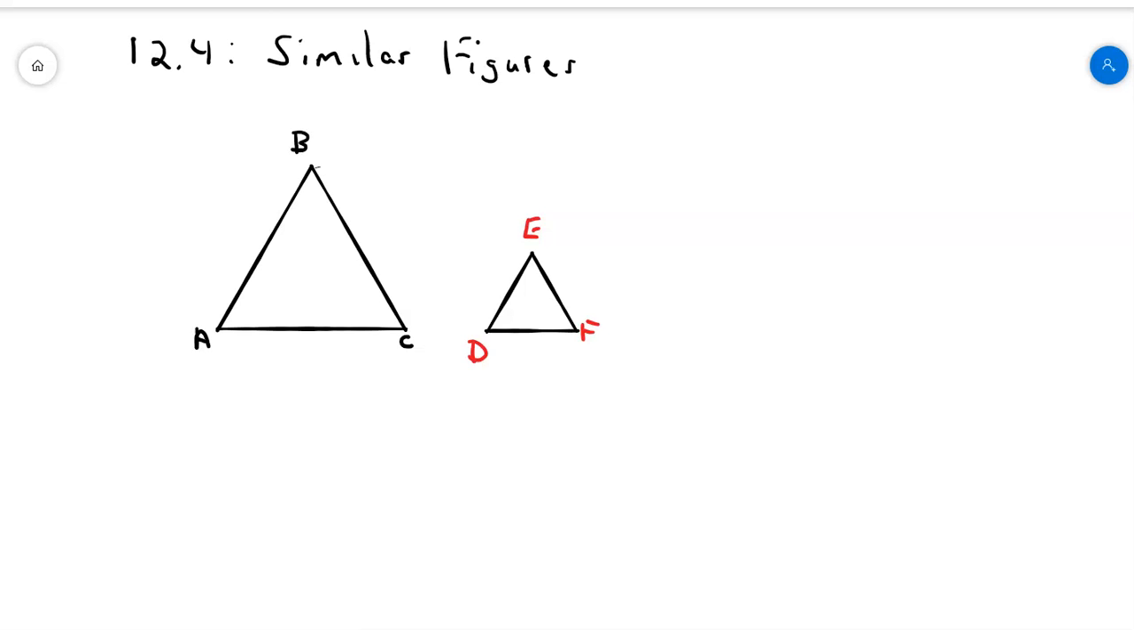How do I know if they're similar? Well, I'm going to label them similar like this. I'm going to say that triangle ABC is similar. That's the similarity symbol. It's like the congruent symbol with just a little mustache on the top without the equal sign on the bottom, is similar to triangle DEF. Now, what does that mean?